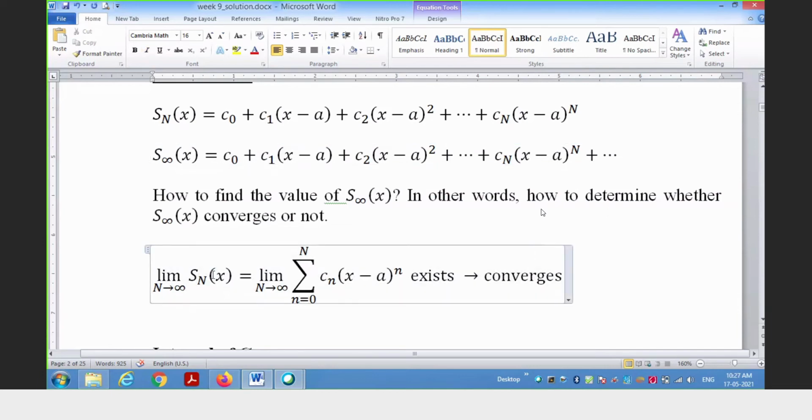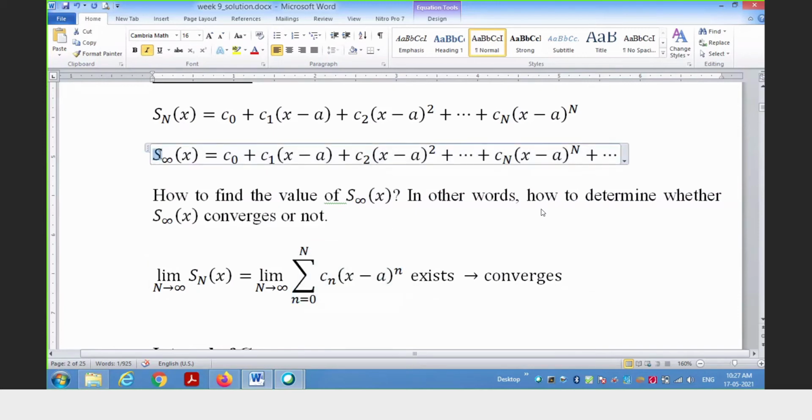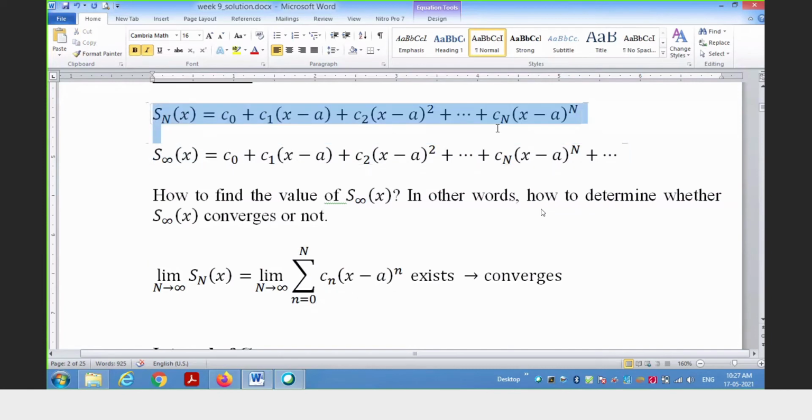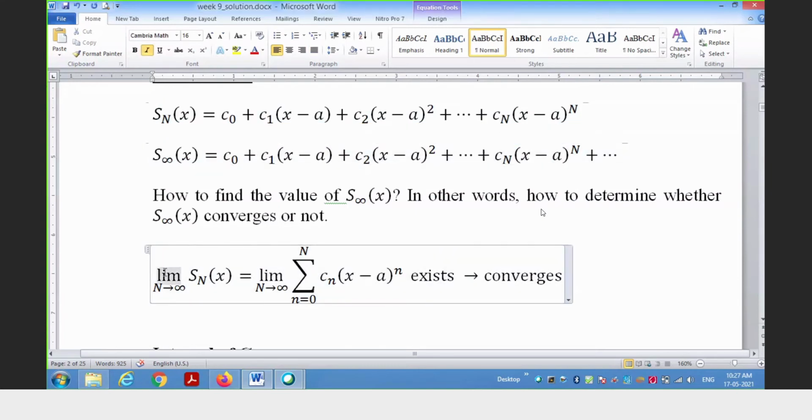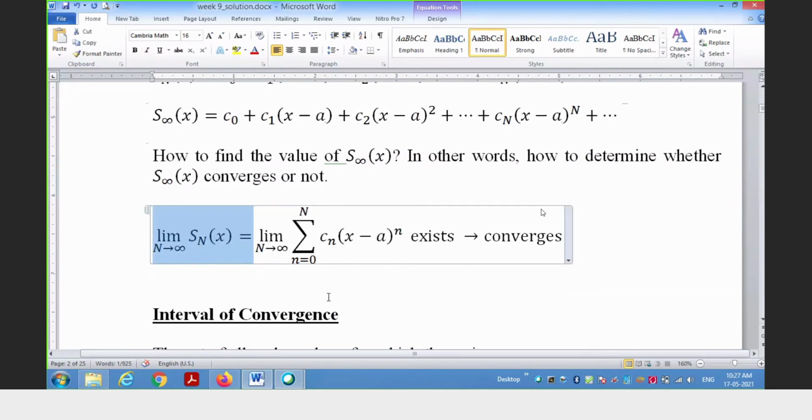And we know that Sn, which is the n partial sum, is equal to this. And we take the limit of this n partial sum. If the limit exists, then the series converges. If not, then the series diverges. Remember, we are talking about infinite series. For a finite series we have no issue; we can calculate. But an infinite series we cannot calculate, so we take the limit.